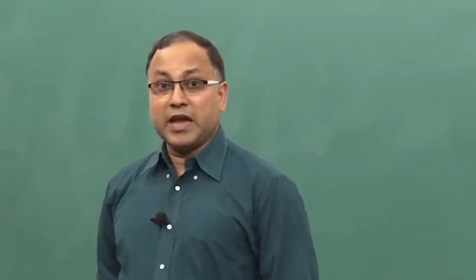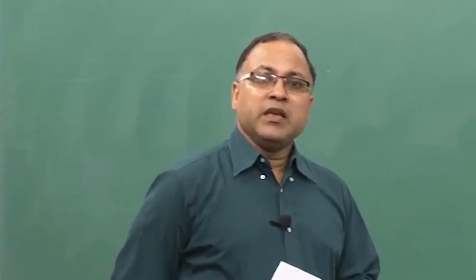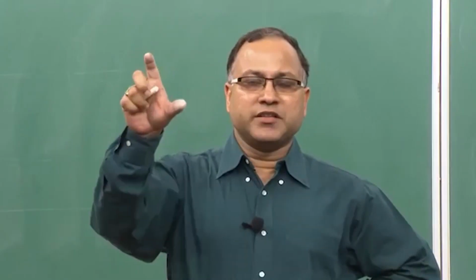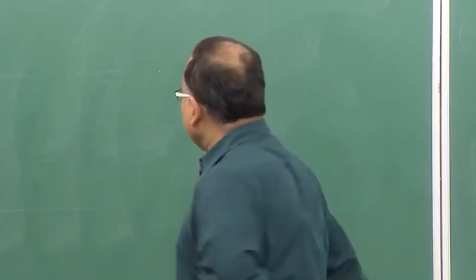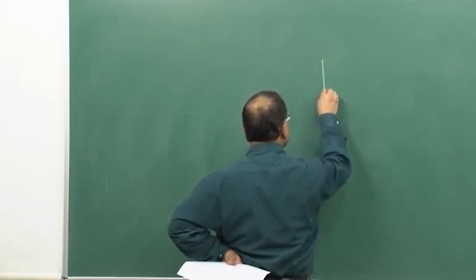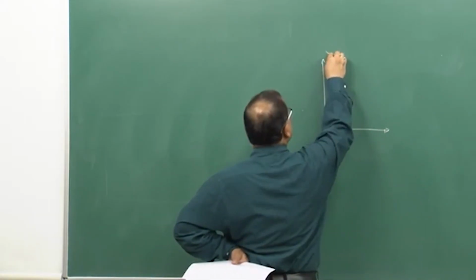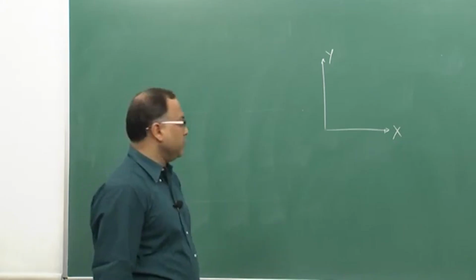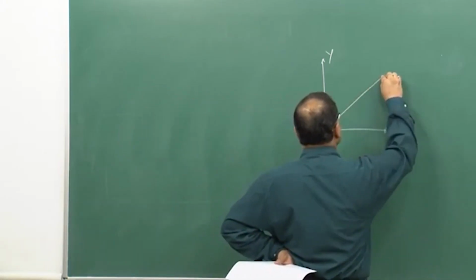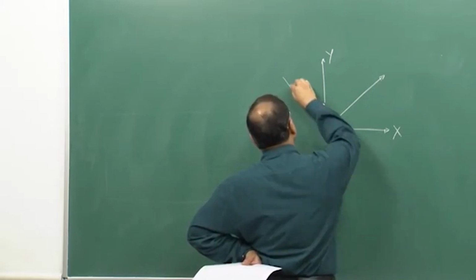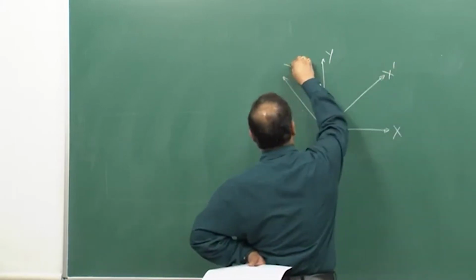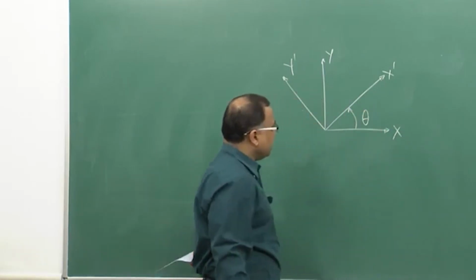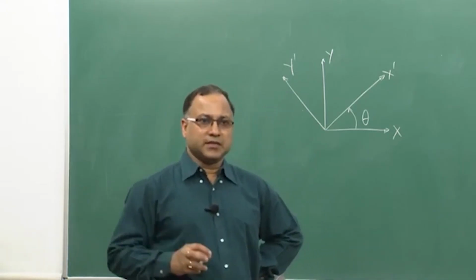Suppose you know sigma x, sigma y and tau xy, that means you know the state of stress in the xy coordinate system. Can I get the state of stress in some arbitrary coordinate system if I know its orientation with respect to the xy coordinate system? What do I mean? Suppose this is your xy coordinate system. Now, another coordinate system you are considering, say x prime, y prime, which is known to me, making an angle theta with respect to the x axis.